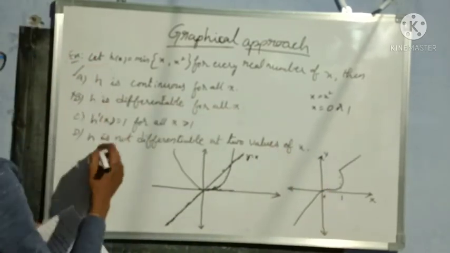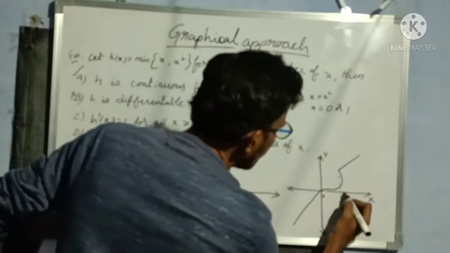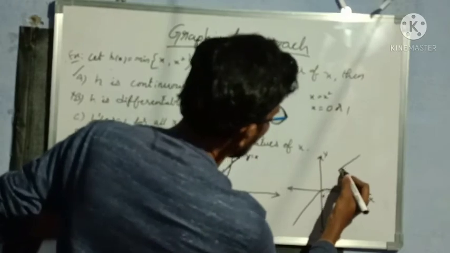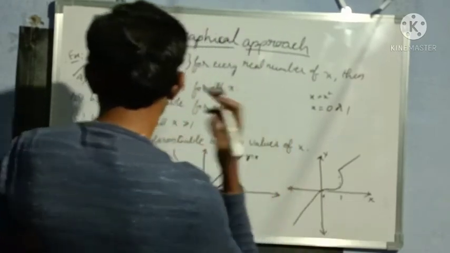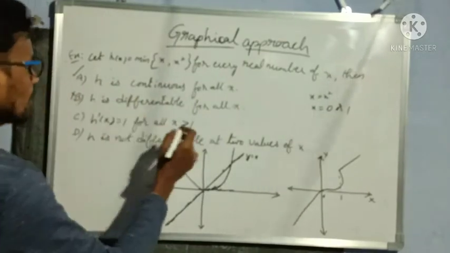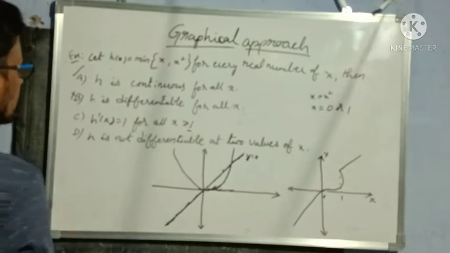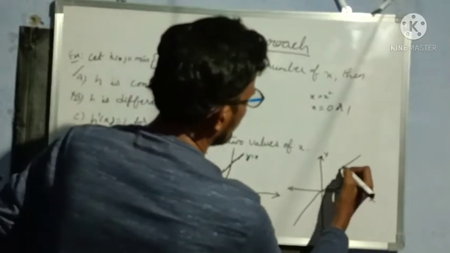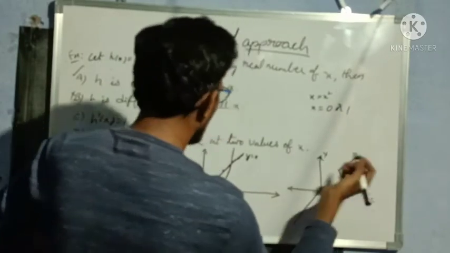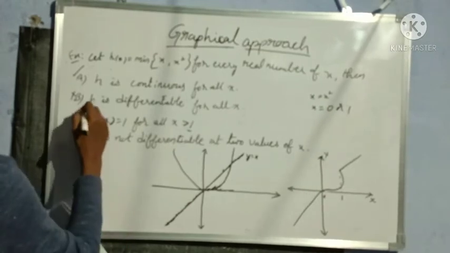h dash x is equal to 1 for x greater than 1. See here, for x greater than 1, whatever point I take and draw a tangent, h dash x is equal to 1. Whatever the point you take, h dash x is equal to 1. Okay. So this is also correct.